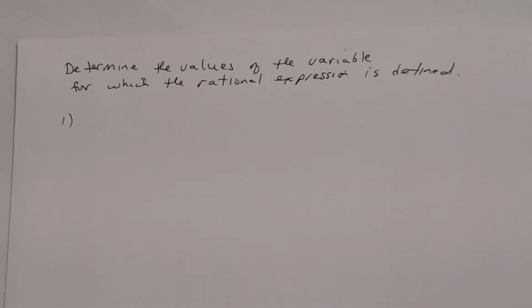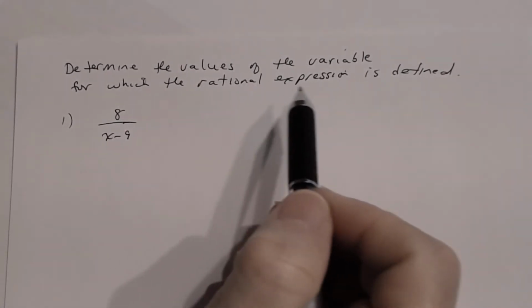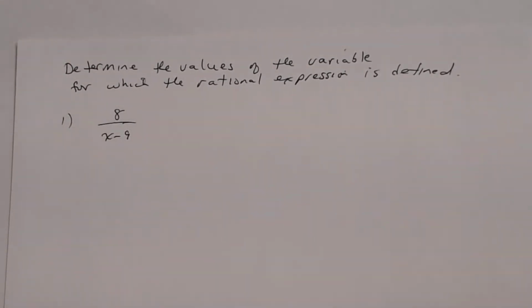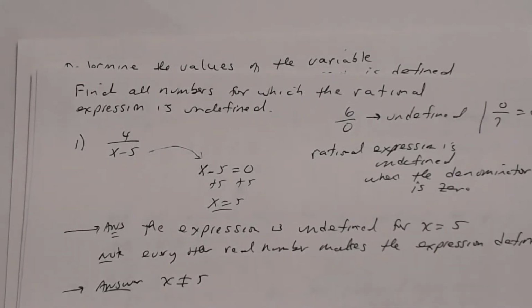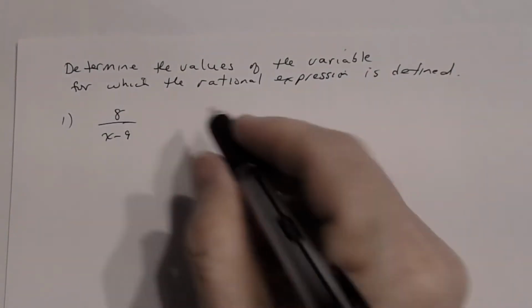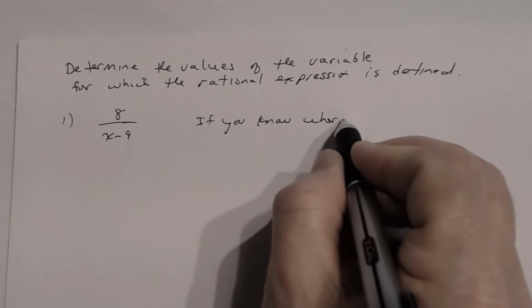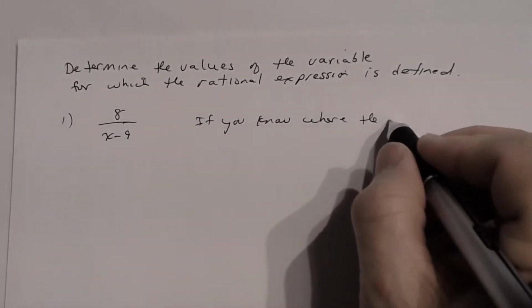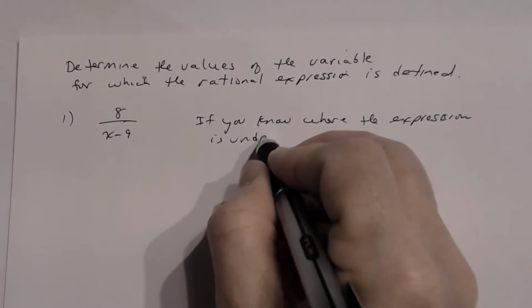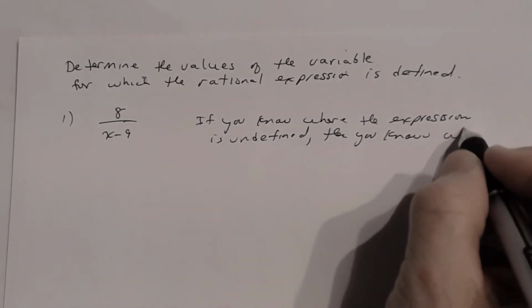Let's suppose we had this rational expression 8 divided by x minus 9. You want to know for what values of the variable this rational expression is defined. Well, first of all, think about where it is undefined, because once you find where it's undefined, then you know where it is defined.